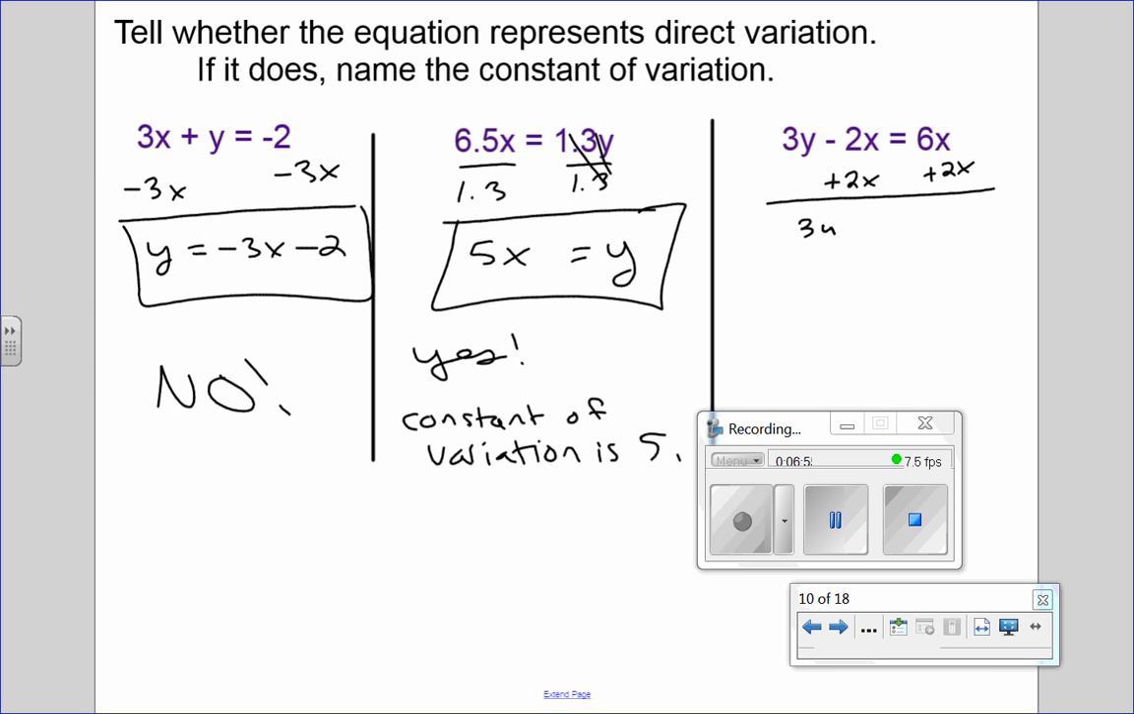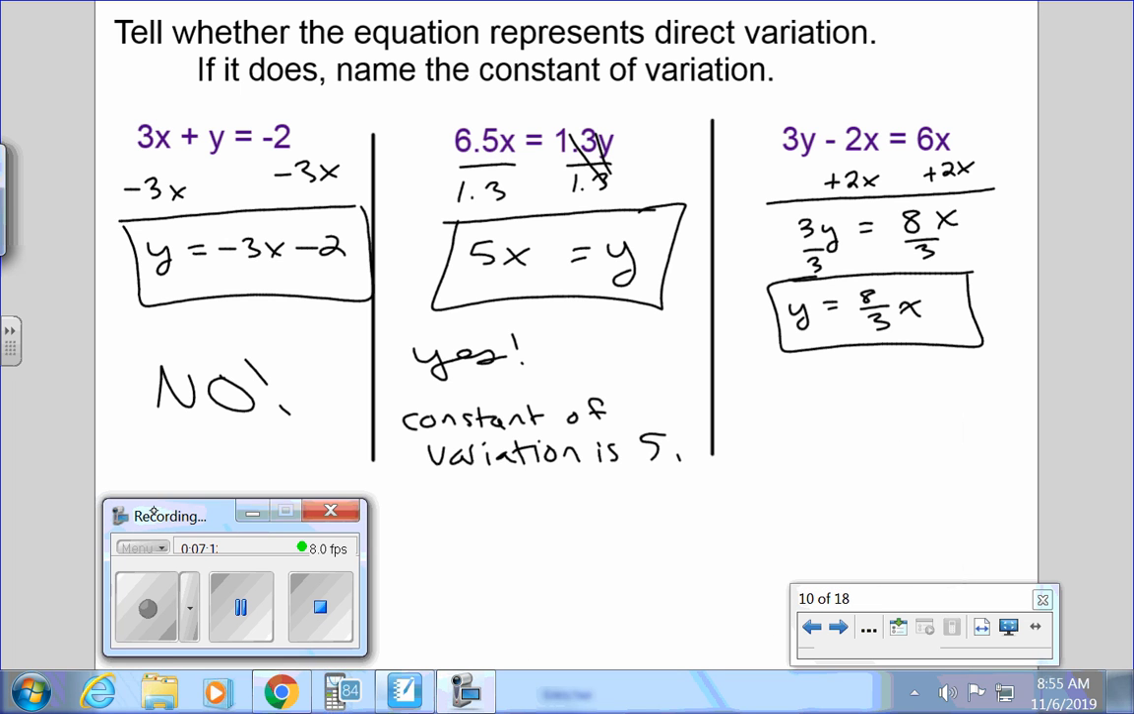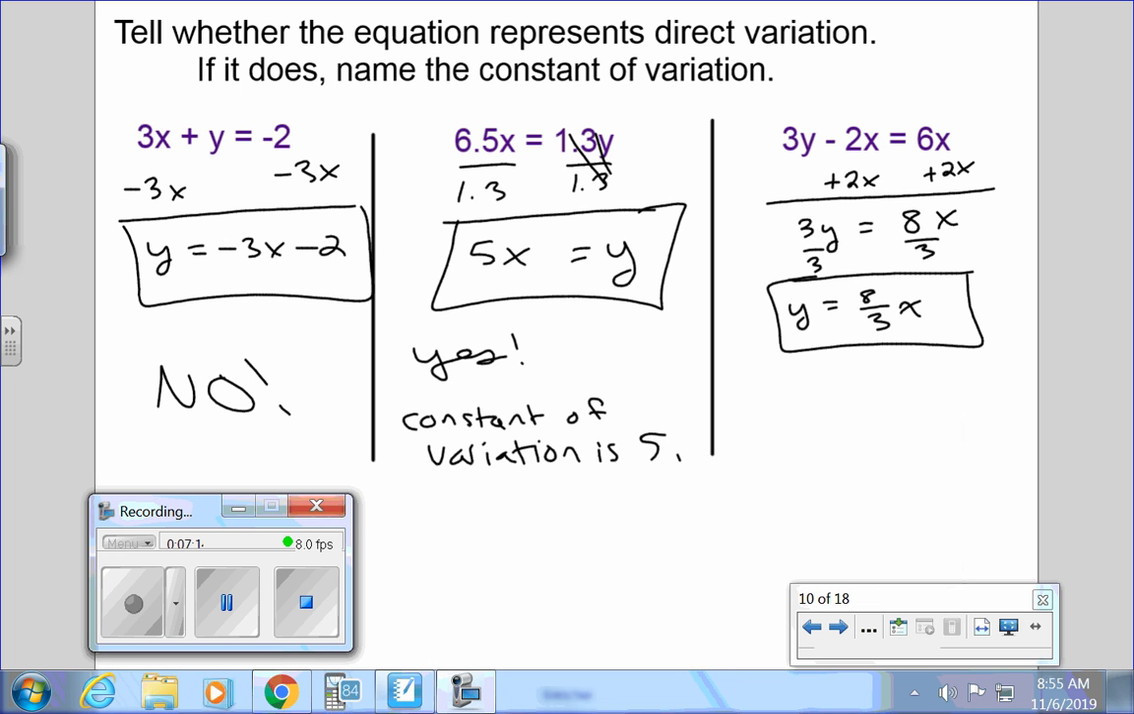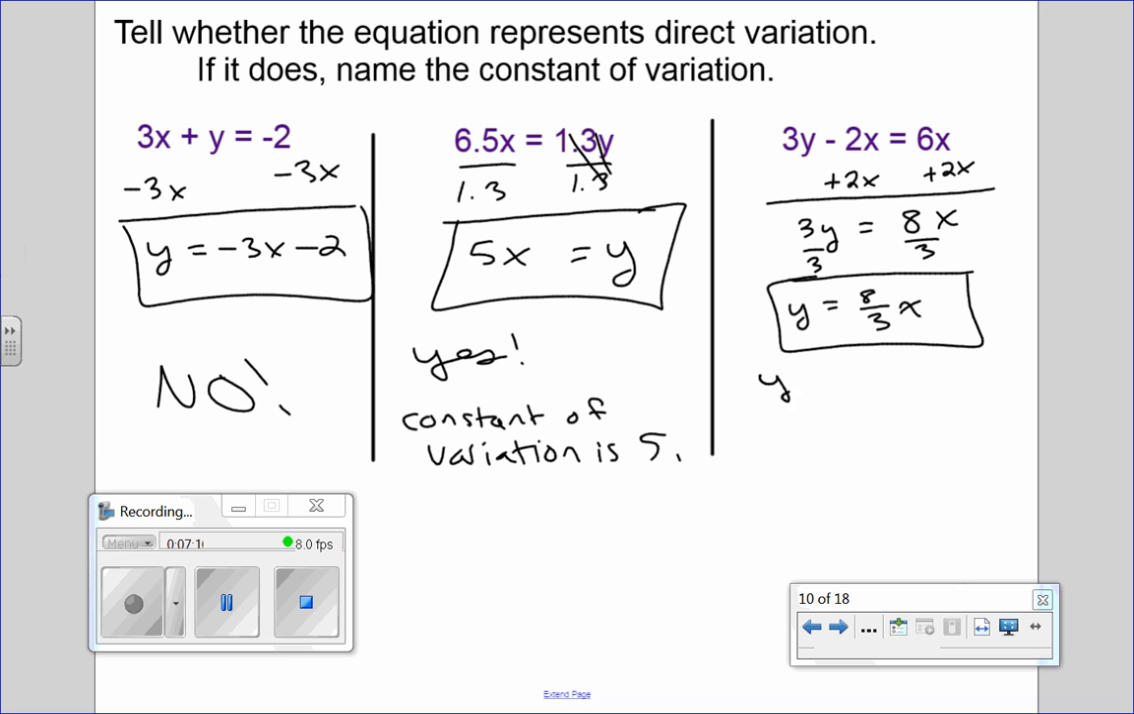So we'll have 3y equals 8x. We have one more step and we'll be solved for y. Divide by 3. So it's 8/3 x. Is that going to be direct variation? Does it have that y-intercept of 0? Yes. What's the constant of variation? 8/3. Good job. All right.